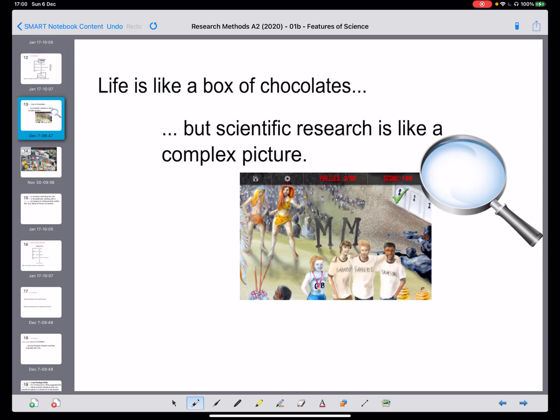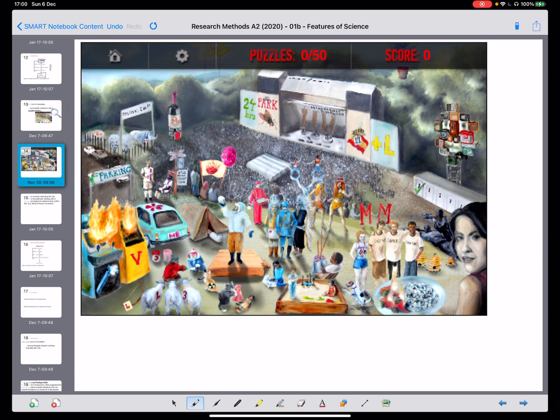The second type of process is maybe viewing scientific research like a complex picture. It's kind of hard to tell exactly what a complex picture is. So this is from a game, What You See. In this particular game, you're presented with a picture, and this is a complex picture. There's a lot of different things happening here. But what is also important is that nothing is obscured, nothing is hidden from you. You can see absolutely everything.